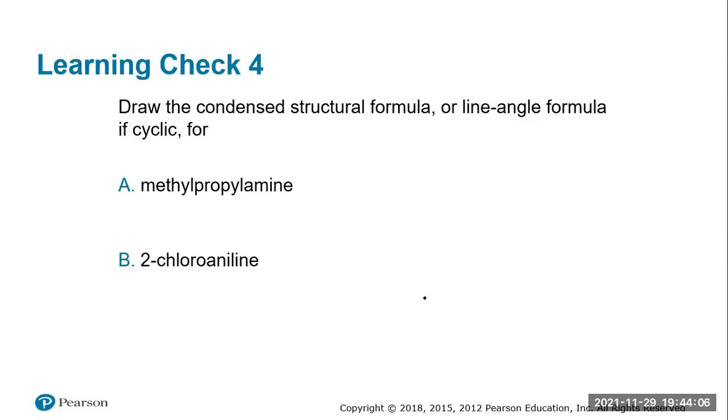So why don't we take a look at this here? Let's draw the condensed structural formula, or the line formula if it's cyclic, for each of these: methylpropylamine and 2-chloroaniline. So take a second here and see what you come up with.